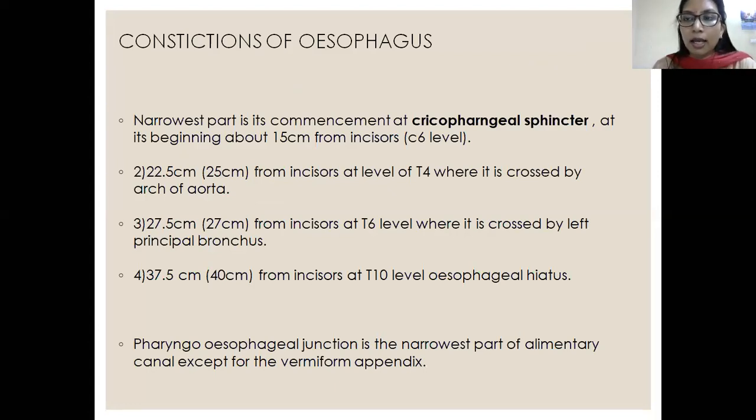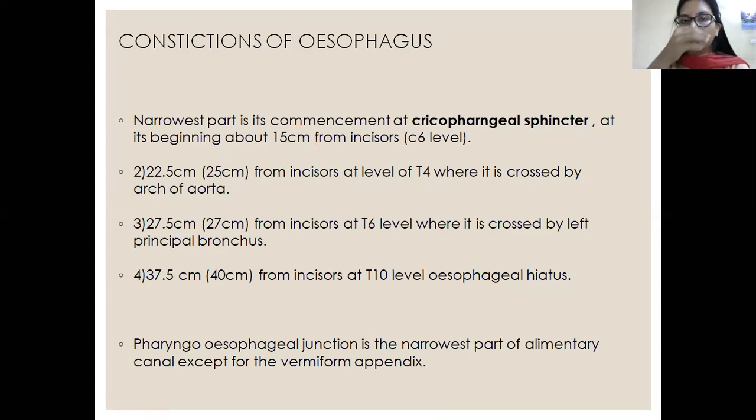So there are particular constrictions of esophagus. These are measured by a particular centimeter distance from the upper incisors. The narrowest part is at its commencement at the cricopharyngeal sphincter, which we have seen is at the level of C6. This we see at 15 centimeters from the upper incisors. The next constriction is precisely at 22.5 centimeters from the incisors, where the esophagus is crossed by the arch of aorta. This corresponds to the level of T4.